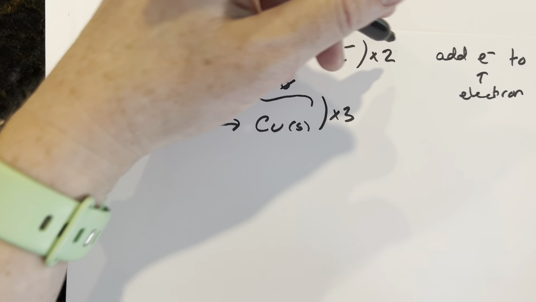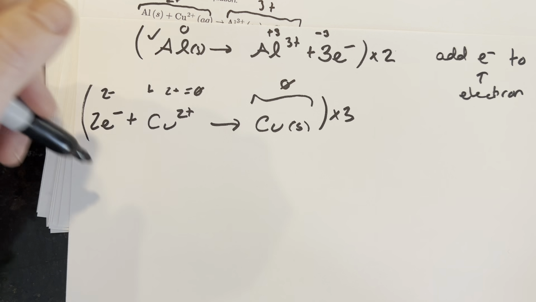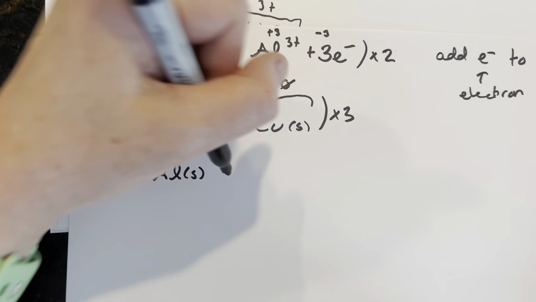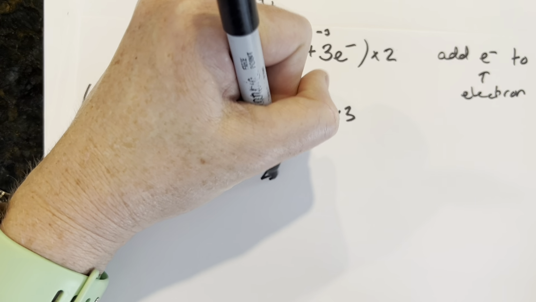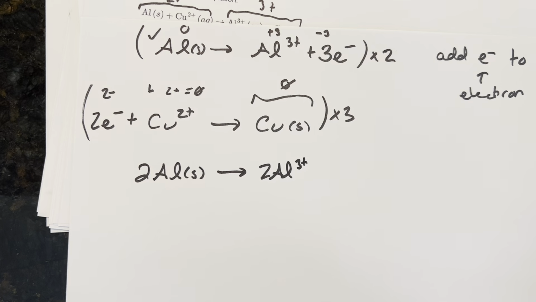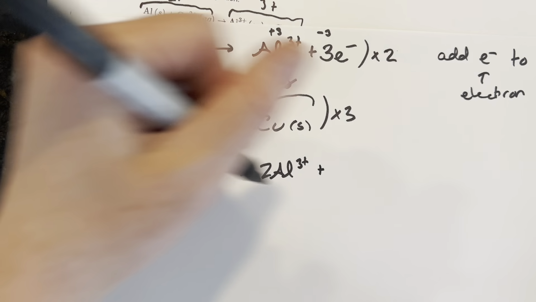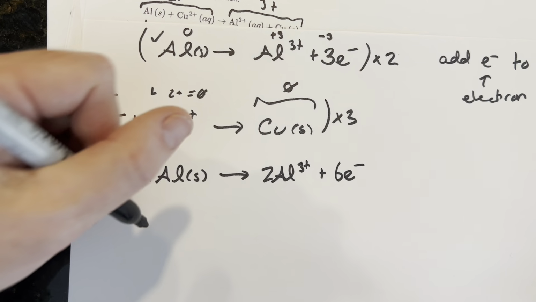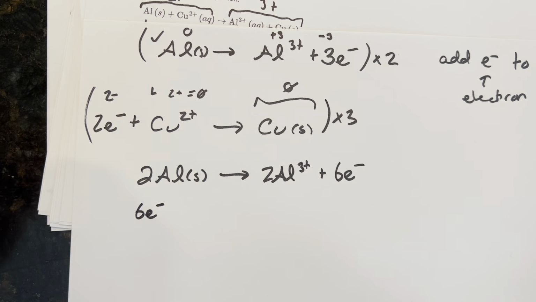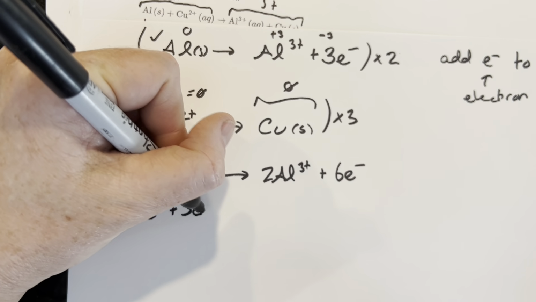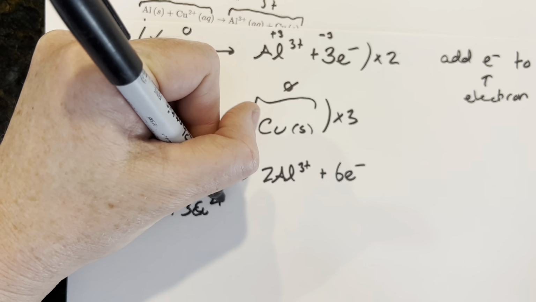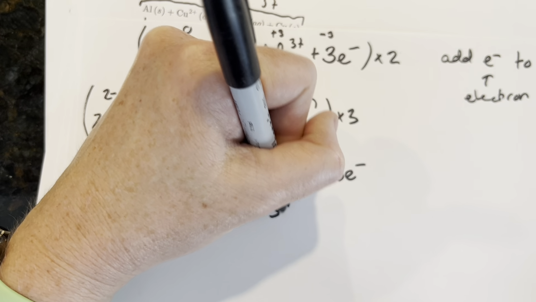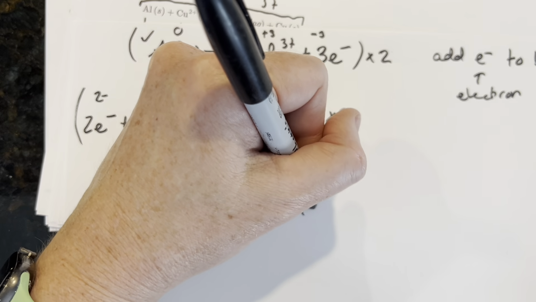So right now, if I multiply this whole top equation by 2, I get 2 aluminum yielding 2 Al3+ plus 6 electrons, which is what we're going for. And this copper side, I get 6 electrons plus 3 Cu2+, all yielding 3 coppers.